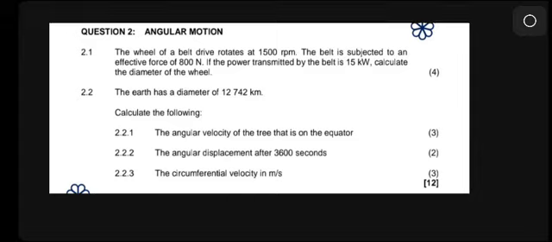We're still under engineering science info. We'll be dealing with angular motion. You have been given these typical questions here. You have been given question 2. This is the angular motion.